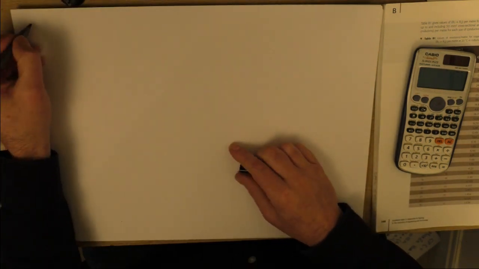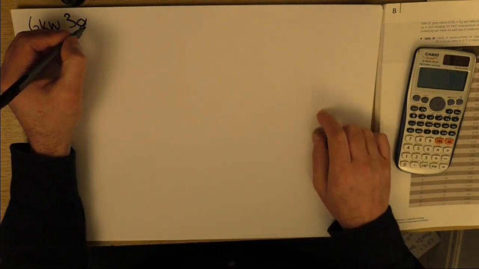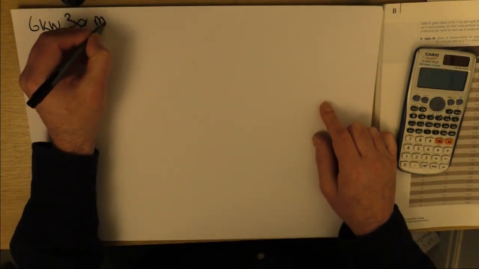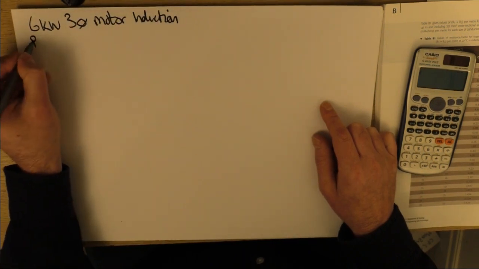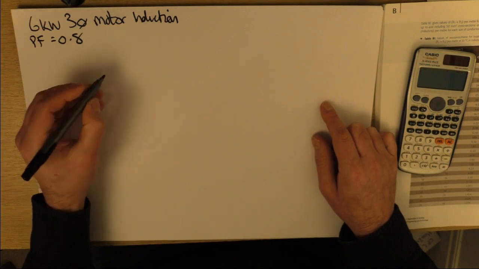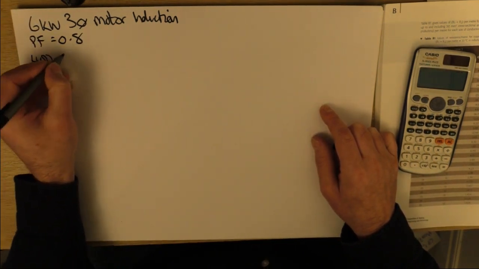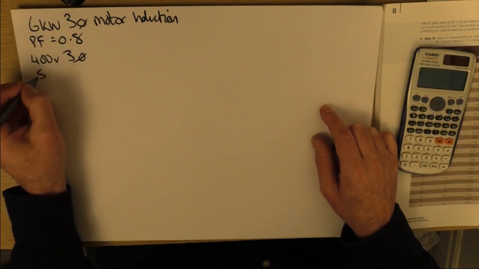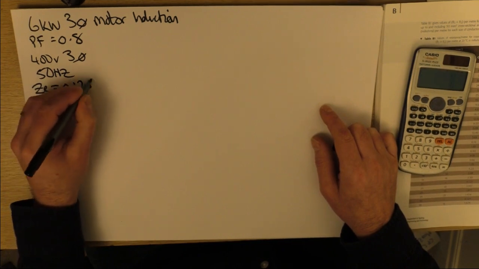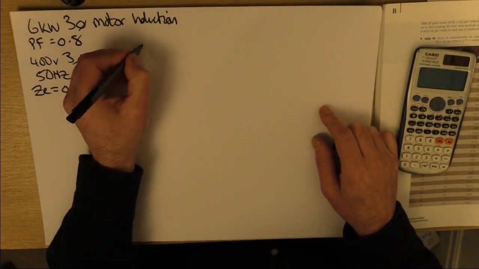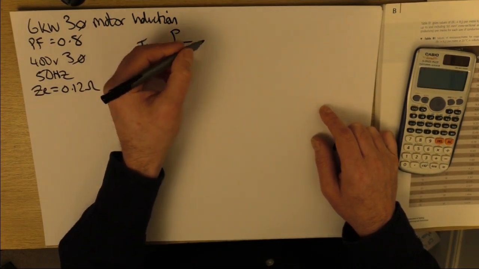Just remind ourselves then, 6 kilowatt 3-phase induction motor, power factor of 0.8. Our supply is the same, so 400 volt 3-phase, 50 hertz, and our ZE was 0.12, I think. So IB, same thing. It's going to be essentially P over V equals I.